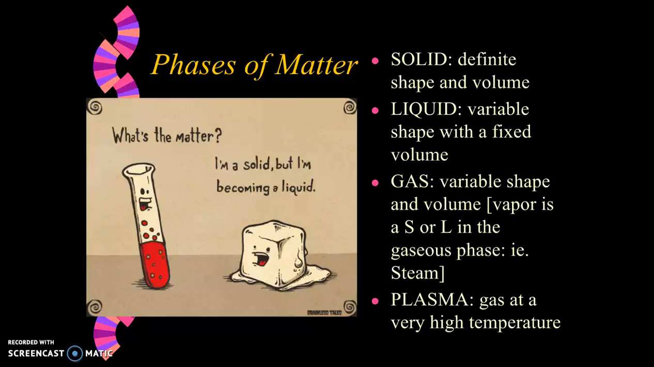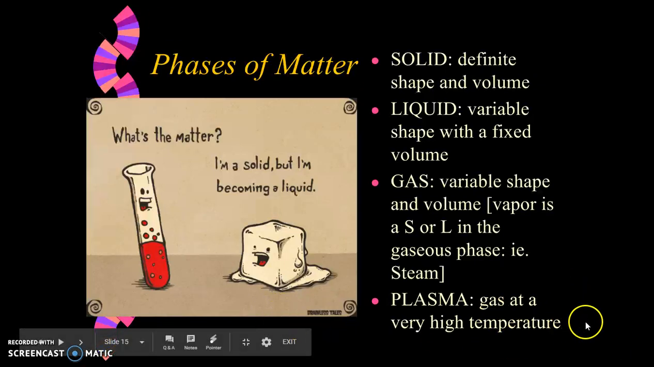A liquid has a fixed volume, but it has variable shape to it. So a liquid will take the shape of the container. A gas has variable shape and volume. You can compress it down. You can allow it to expand. So gases have the widest range of different shapes and volumes that they can take up. Just something to keep in mind, the difference between a gas and a vapor. A vapor is a solid or a liquid in the gaseous phase. Like when water becomes a gas, like steam, we don't say it's water gas, we say it is water vapor. And then plasma is a gas at a very high temperature.